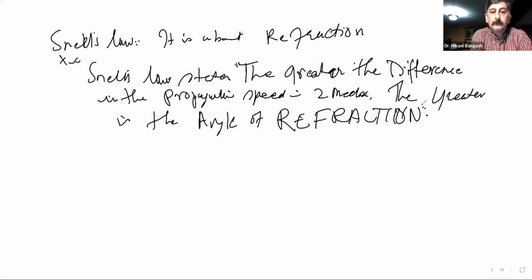Okay, at least that's how I summarized it. Then we can say the greater the difference in the propagation speed in the two media, the greater the angle of refraction is going to be. Let us look at what we mean by the angle of refraction.